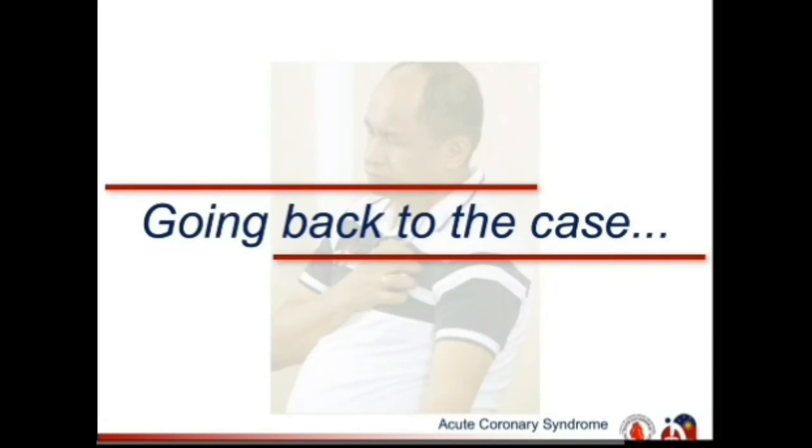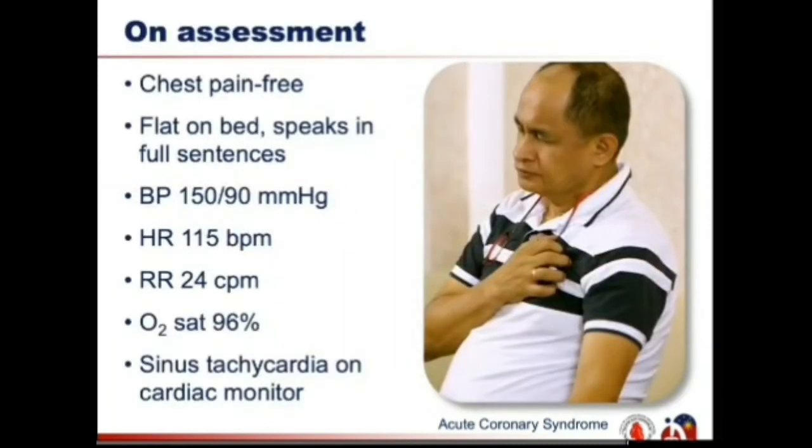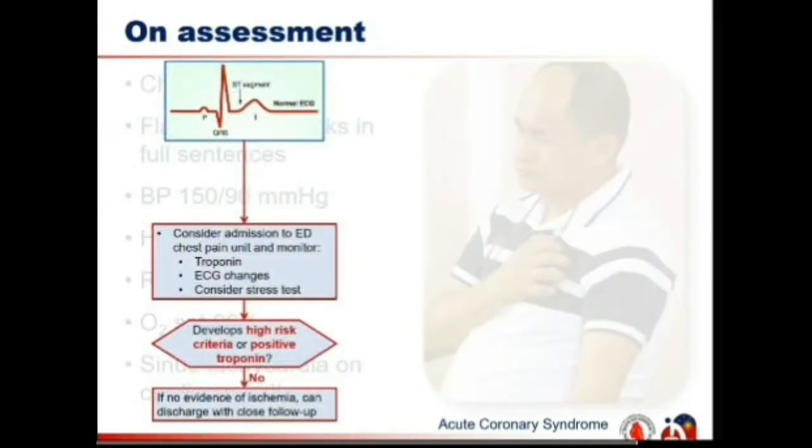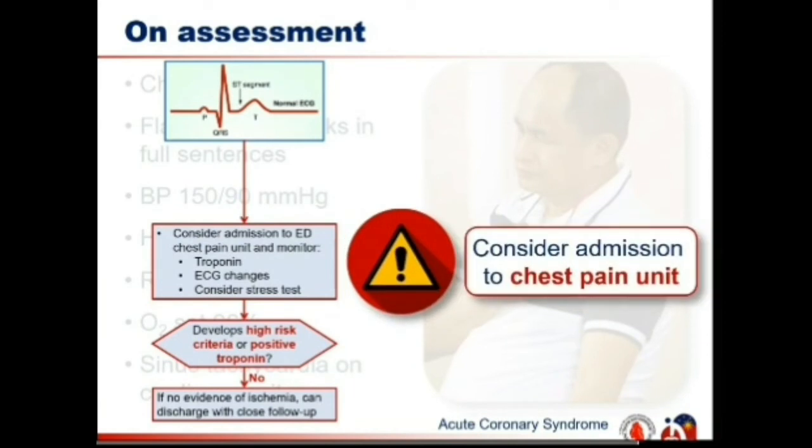Going back to the case, patient now denies chest pain. He is flat on bed and comfortable with an elevated blood pressure of 150/90 millimeters mercury and tachycardic at 115 beats per minute. Based on the treatment algorithm, we admit the patient for observation for development of any high-risk criterion. Troponin or cardiac markers and ECG are serially monitored.